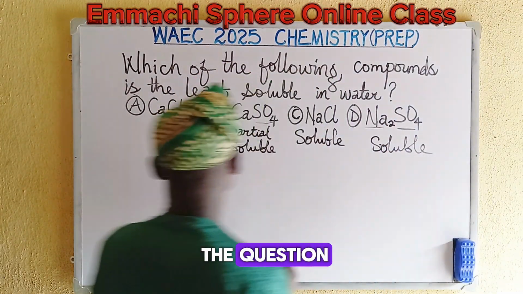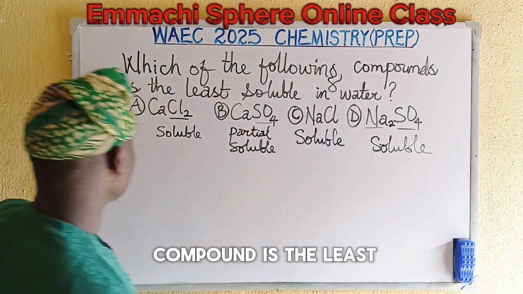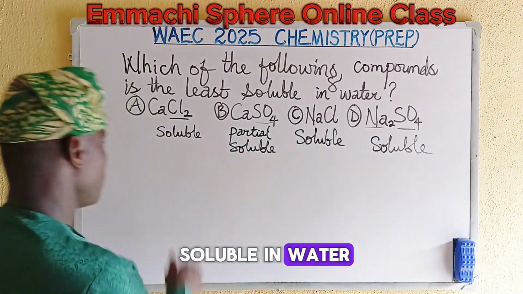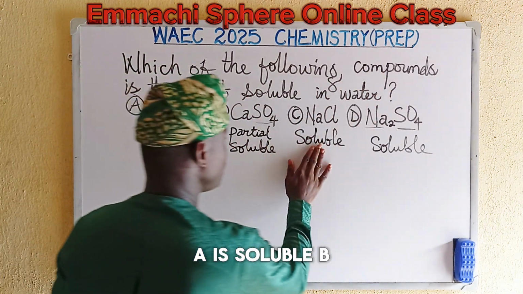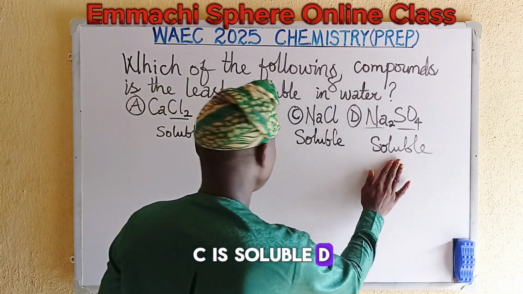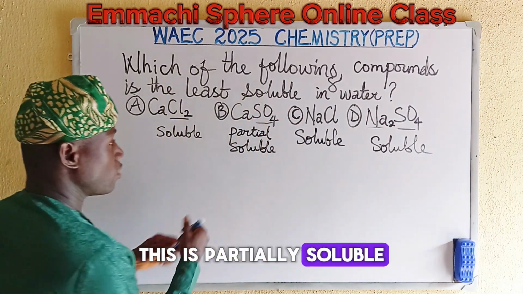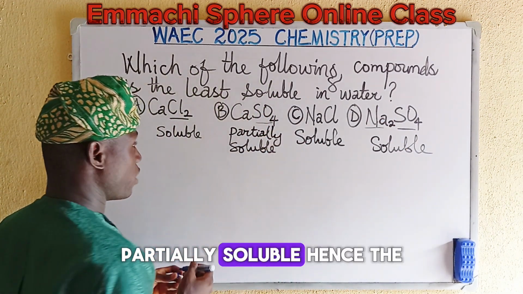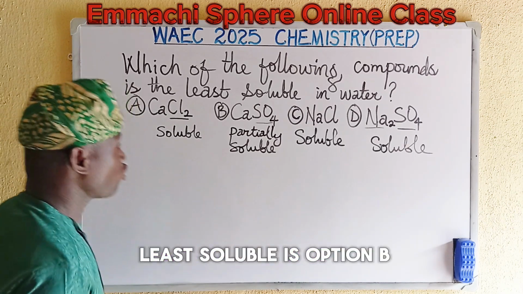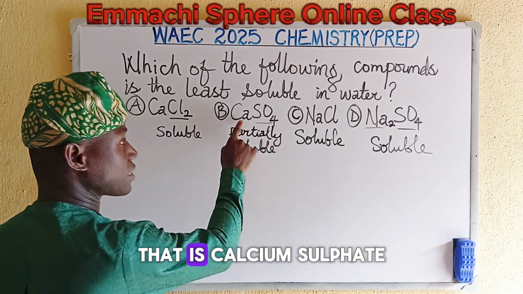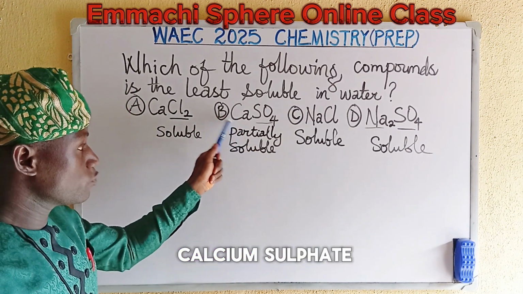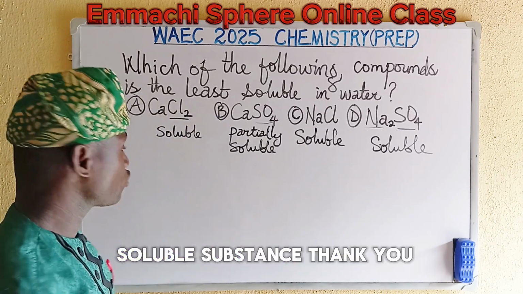Now, with respect to the question, which of the following compounds is the least soluble in water? A is soluble, C is soluble, D is soluble. This one is partially soluble. Hence, the one that is the least soluble is option B, that is calcium sulfate. That is the least soluble substance.